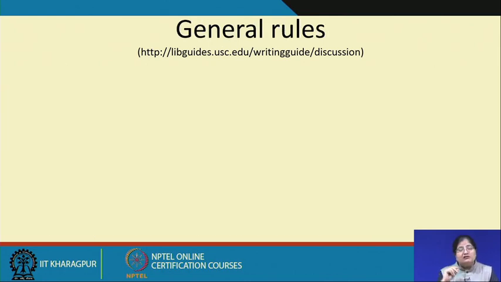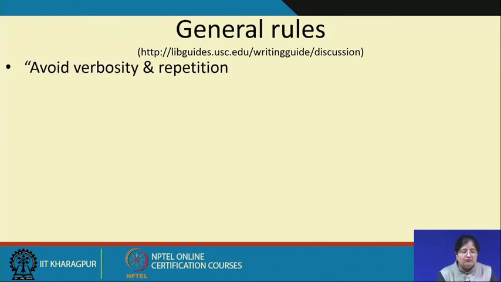Okay. Some general rules. Avoid verbosity and repetition. You will be tempted to repeat a lot of things. Many times you will see that there are overlaps in the different sections of your paper. For example, the research question appears in chapter 1. In the introduction, you provide an introduction to what you are going to talk about. You write your research questions.